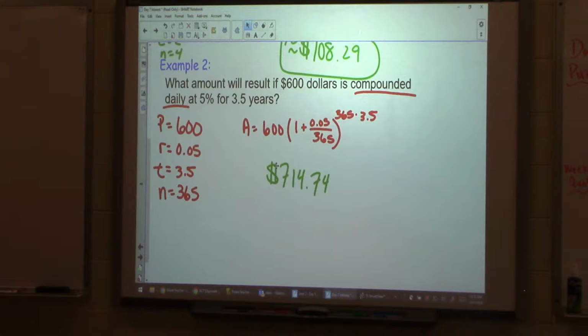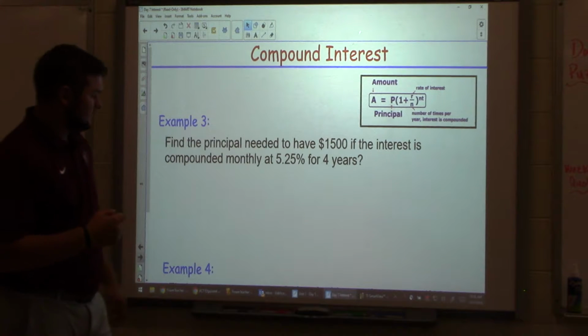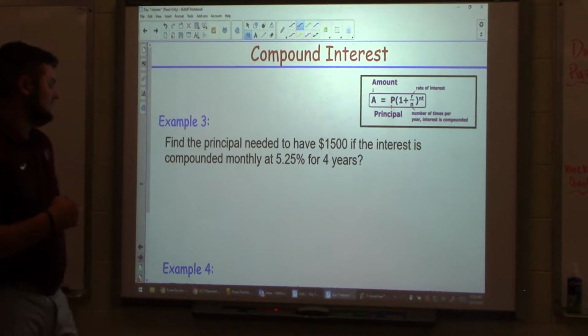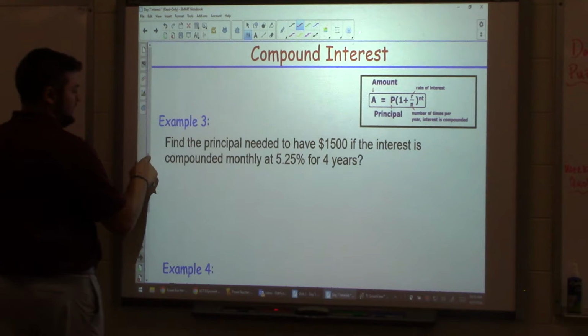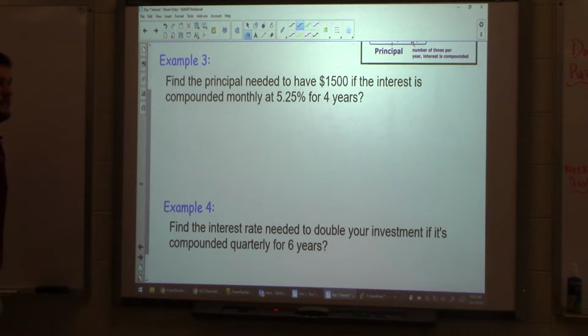Those were the 2 easy problems. We're gonna have 2 more, a little more difficult problems now, okay? Alright, example 3. Find the principal needed to have $1,500 if the interest is compounded monthly, 5.25% for 4 years.